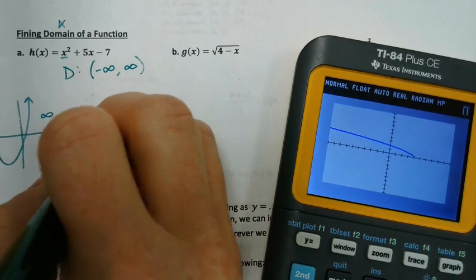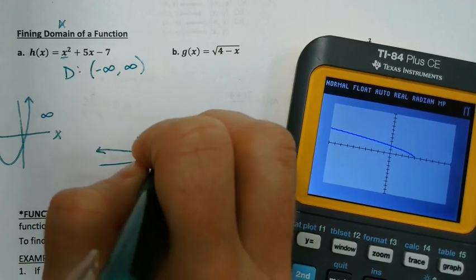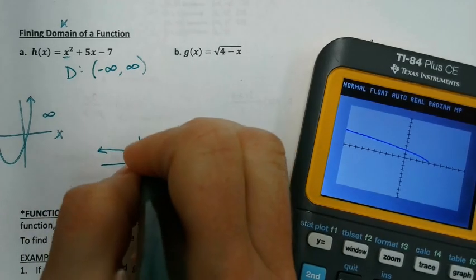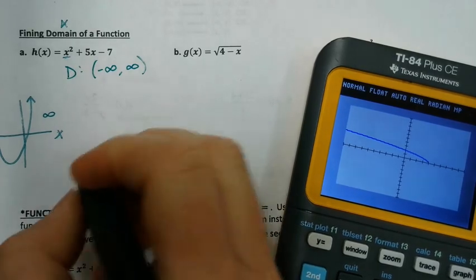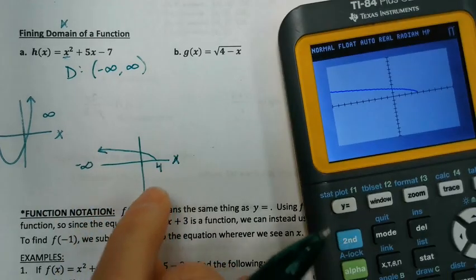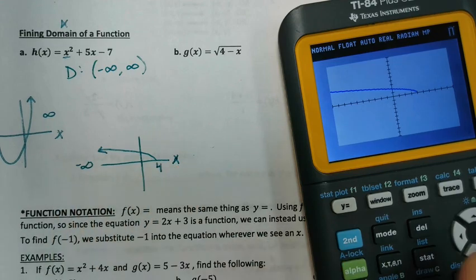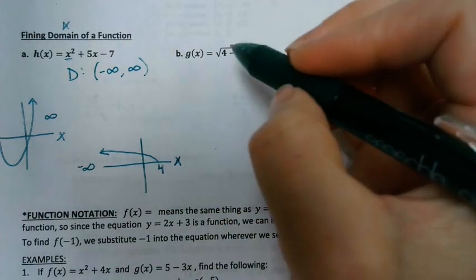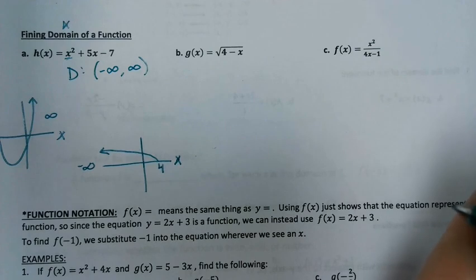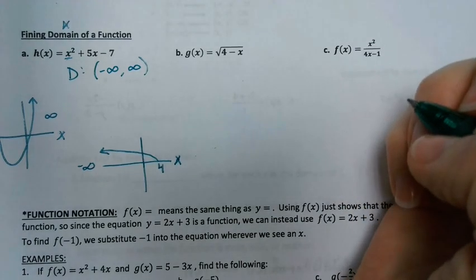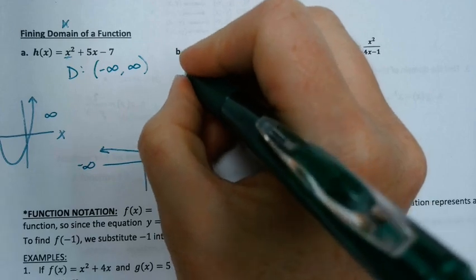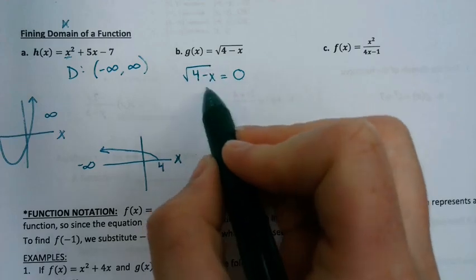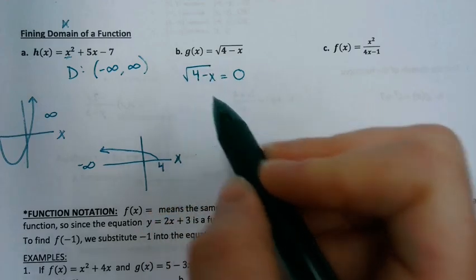So it looks like this. It starts at that value, which is 4, and it goes to negative infinity. So that is going to be our domain. But what I want you to see is we want to know what would make this not a real number. You can't take a square root of a negative number. It doesn't exist. It's going to be imaginary. So we are going to set this equal to 0 so we know what will be the last number that it could possibly be without going imaginary.